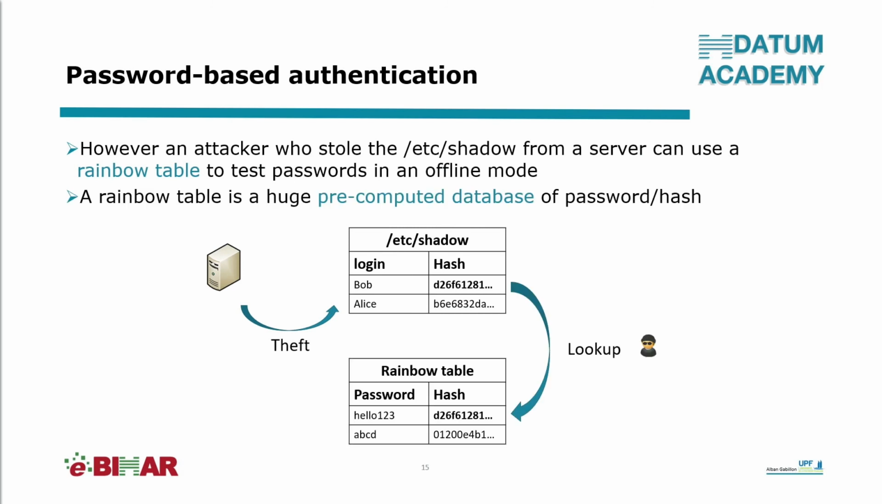The most effective offline attack against a file containing login and fingerprint pairs is to use a rainbow table. A rainbow table is a huge pre-calculated database of passwords and their corresponding fingerprints. Since Bob's password is a weak password, it is probably included in this rainbow table. So a simple instant lookup operation is all that is needed to retrieve Bob's password from the password fingerprint.